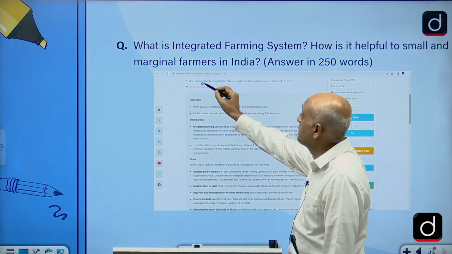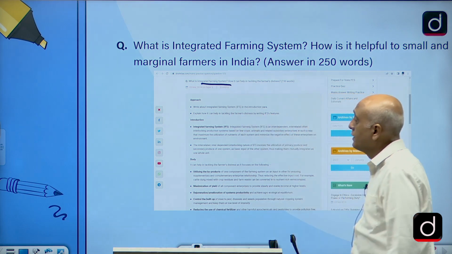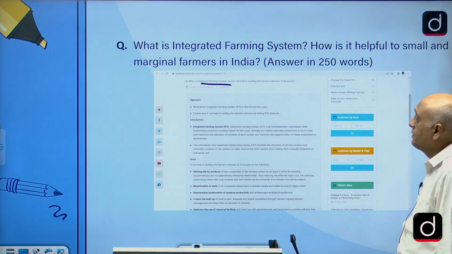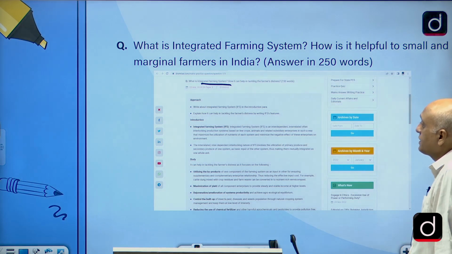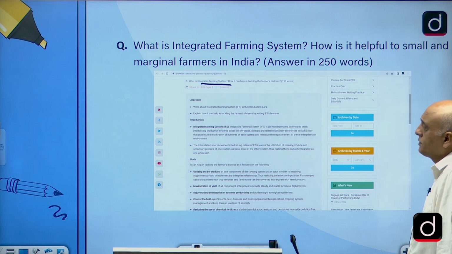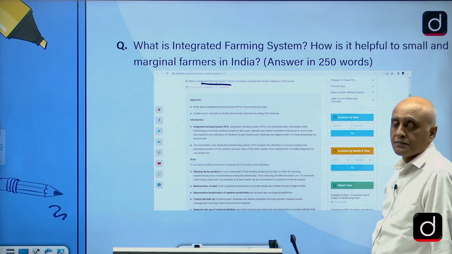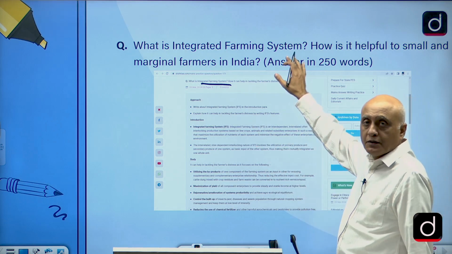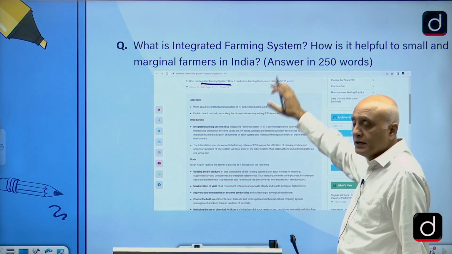integrated farming system in the Drishti exercises that we have given to students. This was given as a question in the mains practice, question number 1771, and coincidentally the same thing came. Absolutely the same question, word to word. The same question was given for practice. So we have already given this to you.